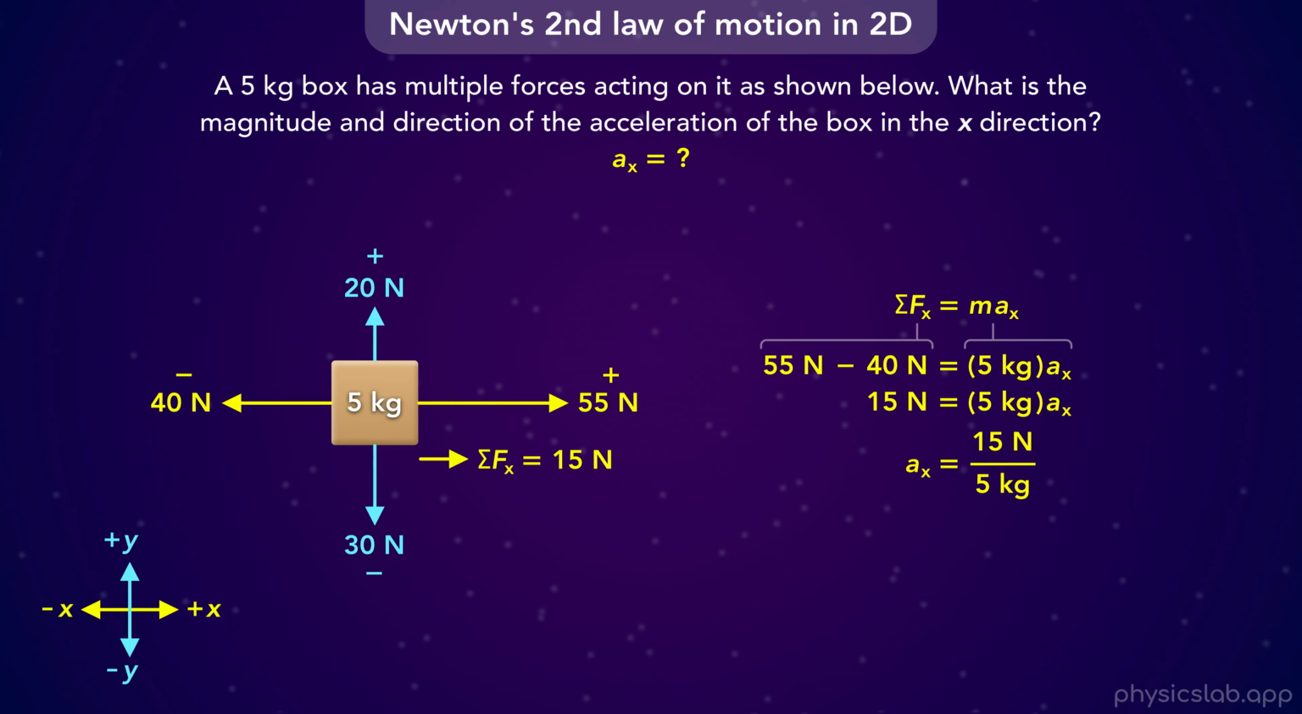If we divide both sides by 5 kilograms, then the acceleration is equal to 15 newtons divided by 5 kilograms, which gives us 3 meters per second squared. Remember, a newton is equal to 1 kilogram meter per second squared, and if we divide newtons by kilograms, we get meters per second squared. So that's the answer to this question. The magnitude of the acceleration in the x direction is 3 meters per second squared. Since the value we got was positive, it must be accelerating to the right, because right is the positive x direction.